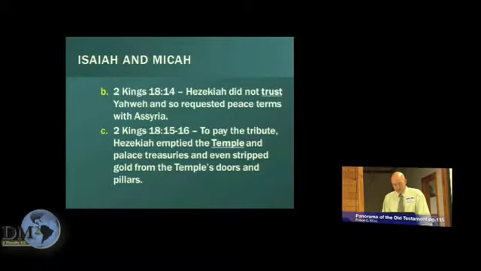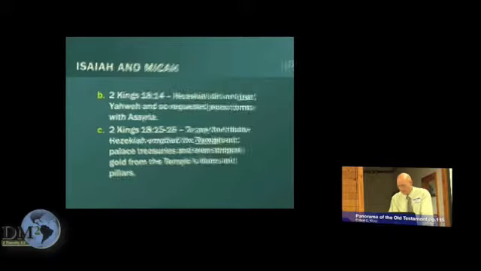Verses 15 through 16, to pay the tribute, Hezekiah emptied the temple and palace treasuries and even stripped gold from the temple's doors and pillars. What he had done before and adding it, now he takes it away to give it to the Assyrians. And do you expect that it would have satisfied the Assyrians? Not at all. It made them want more.